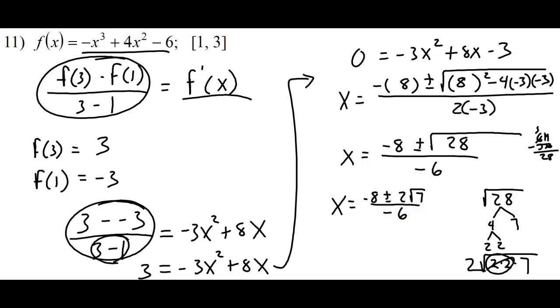Next, we're going to go ahead and reduce these 3 numbers. So what goes into 8, 2, and 6? Well, all of them can be divided by 2, but we typically also don't like having a negative on the bottom like that, so I'm going to divide everything by a negative 2. And that leaves me with 4 plus or minus the square root of 7, over 3.